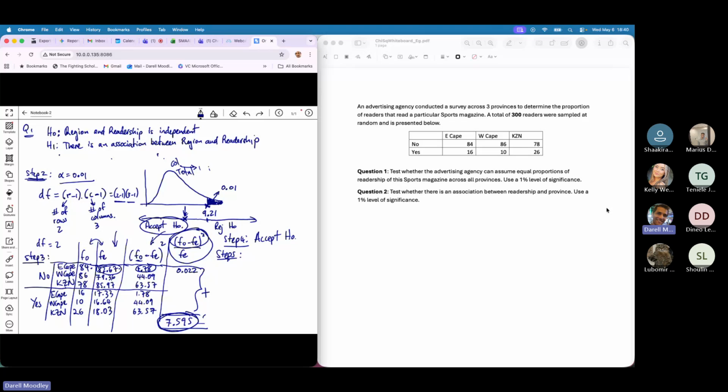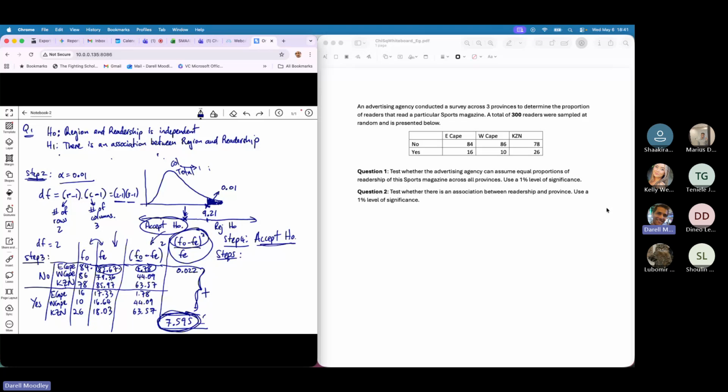So now you can see your step 1 is different. It's just how you phrase your H naught and H1, right? So that's the difference now with question 1 and question 2. It's a different test, but all the maths behind it is the same. So like I said, step 2 is the same, your rejection region. Step 3, all this calculation, all of this work that you've done here, it's the same. Step 4 is the same. You accept H naught because the test statistic has not changed.